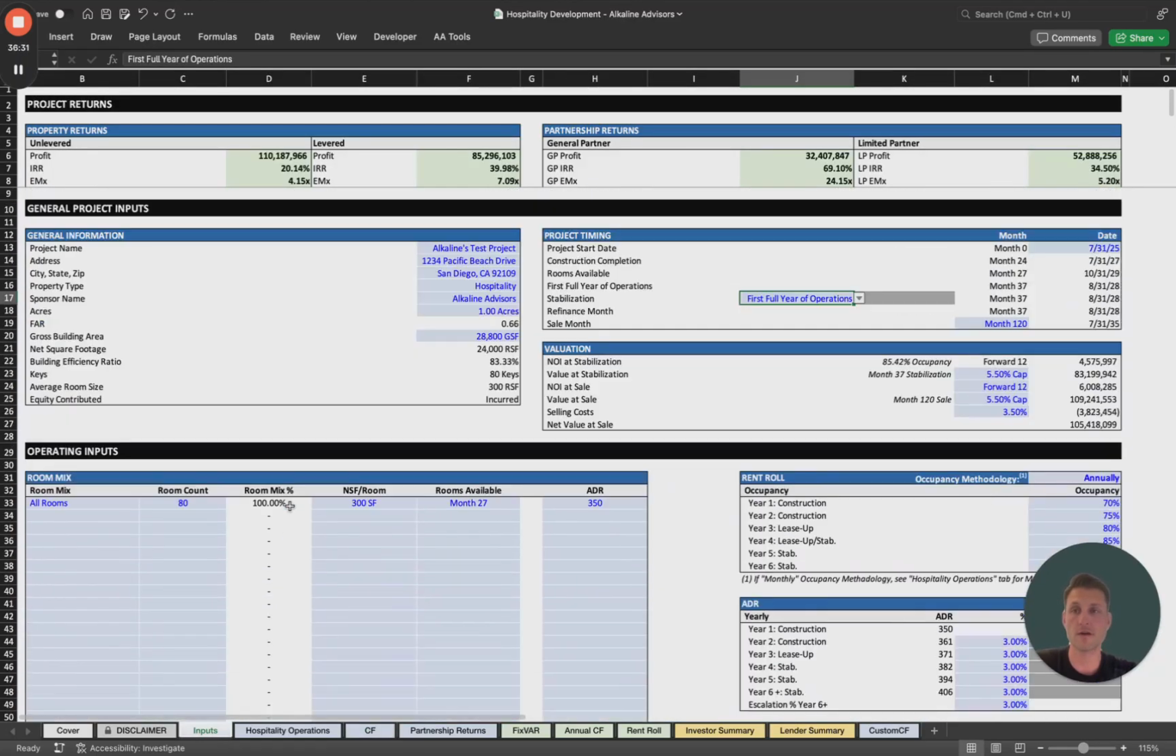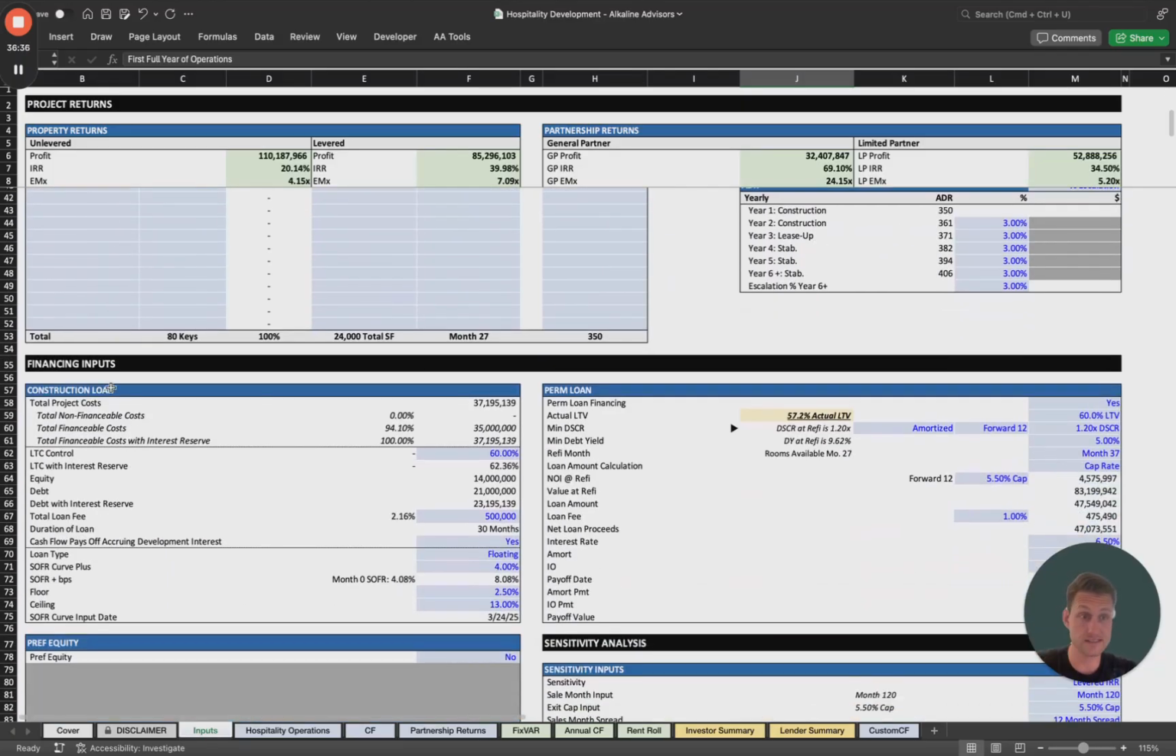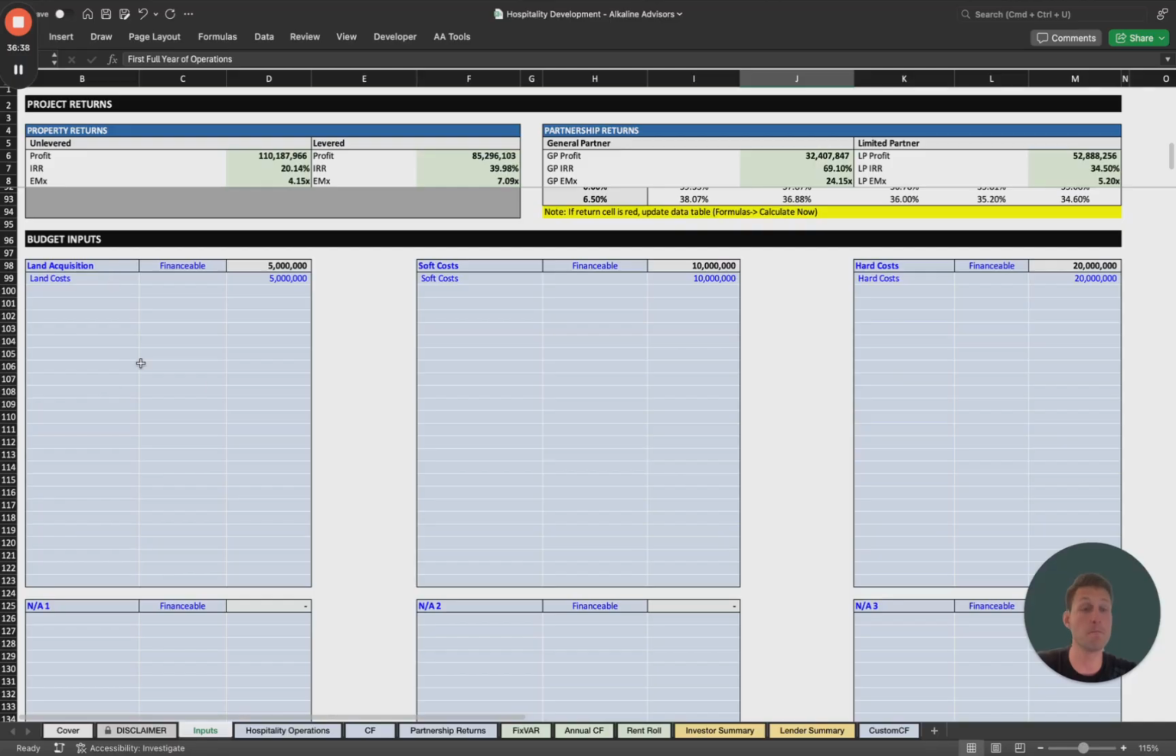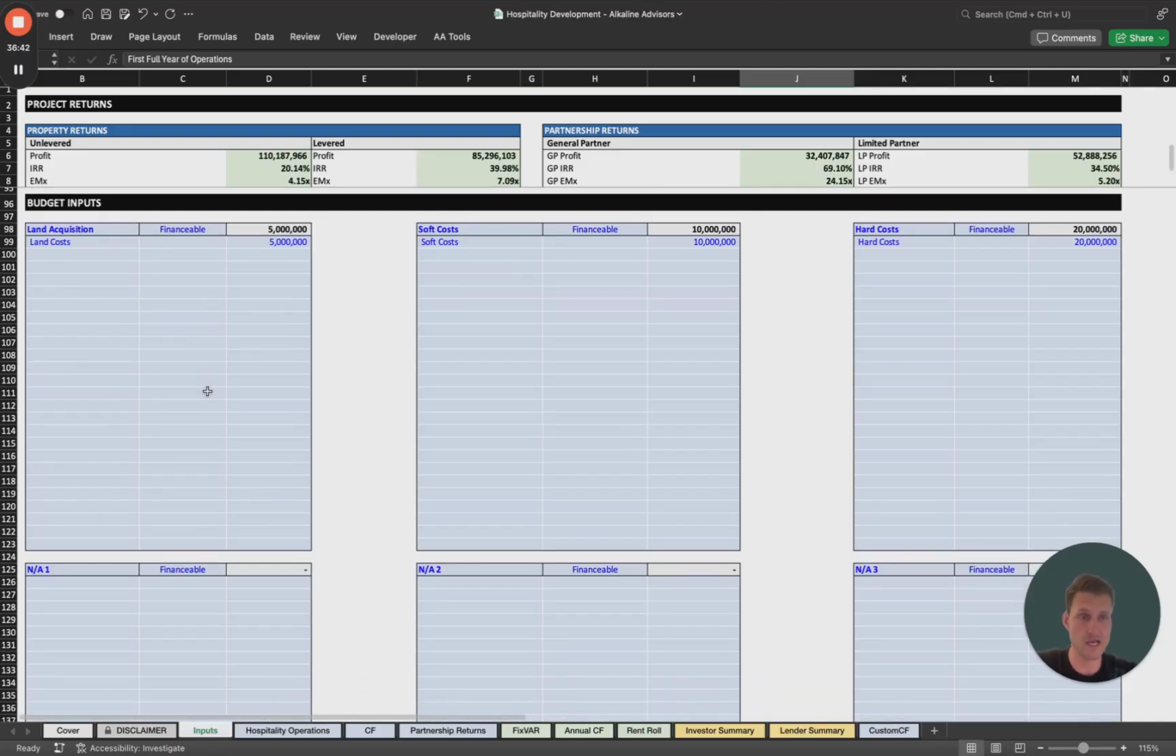We've covered so far the general project inputs, the operating inputs. We're going to skip the financing inputs for a second, and jump to the budget inputs. In the budget inputs, we've got 6 pads that you can load up. You can identify the title of the pad. So here, instead of NA1, let's do test 1, 2, 3. We can choose whether all the costs in the pad are financeable or non-financeable.